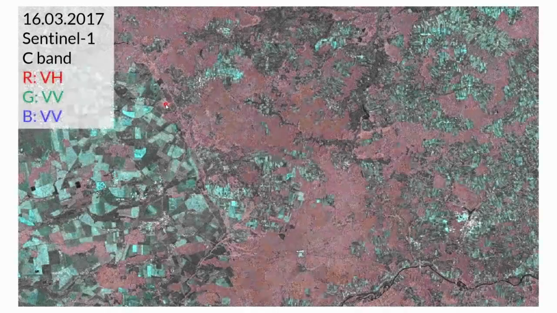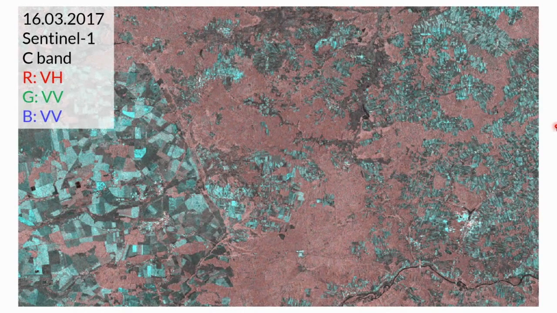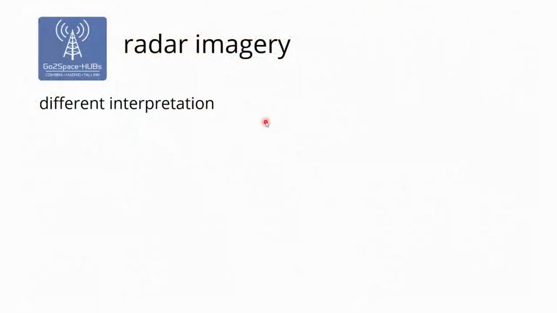Of course, we can combine it in this way, like in a color composition again. So we have different objects, and we can see how differently they look. Every color is something different actually. Okay, I told you that there is different interpretation.